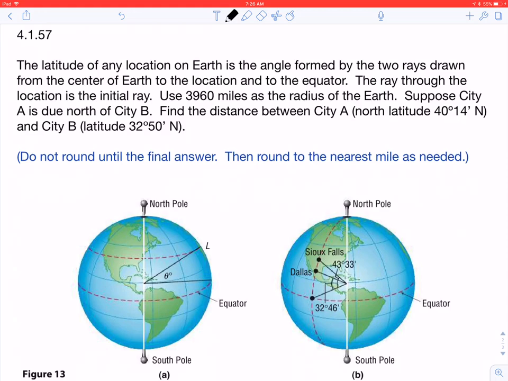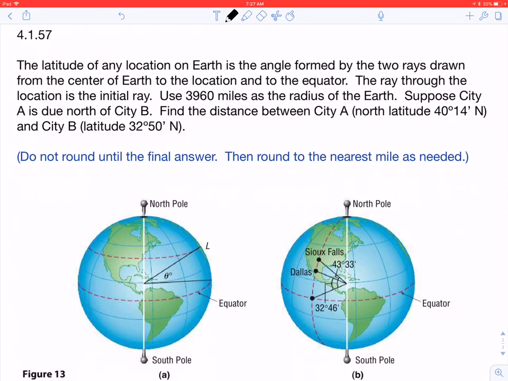It says the latitude of any location on Earth is the angle formed by the two rays drawn from the center of the Earth to the location and to the equator. So if we're at the center of the Earth, we draw a ray from the center to our location, and a second ray from the center to the equator. It forms a central angle, basically. The ray through the location is the initial ray. Now it says use 3960 miles as the radius of the Earth.